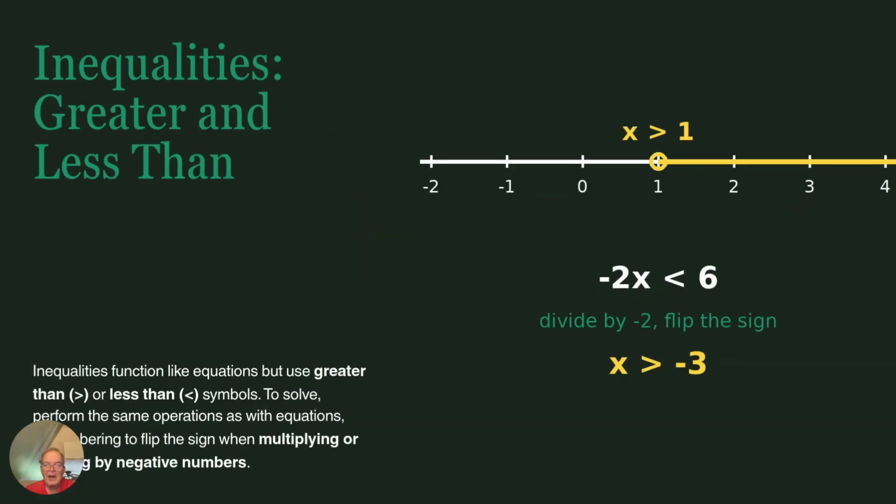Next up is inequalities. These work almost exactly like equations, except instead of the equal sign, you've got a greater than or less than symbol. You solve them the same way you solve an equation, except for one big exception. If you multiply or divide both sides by a negative number, you have to flip the direction of the inequality sign. Forget that one rule, and your answer will be backwards every time.